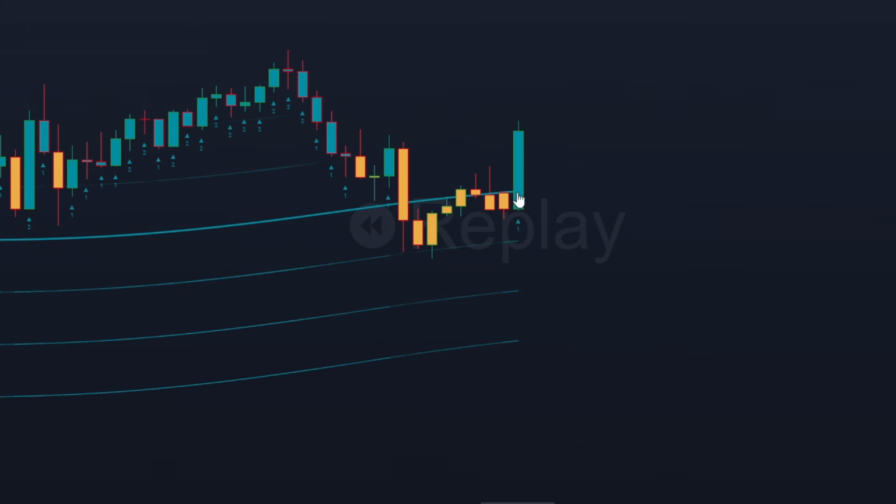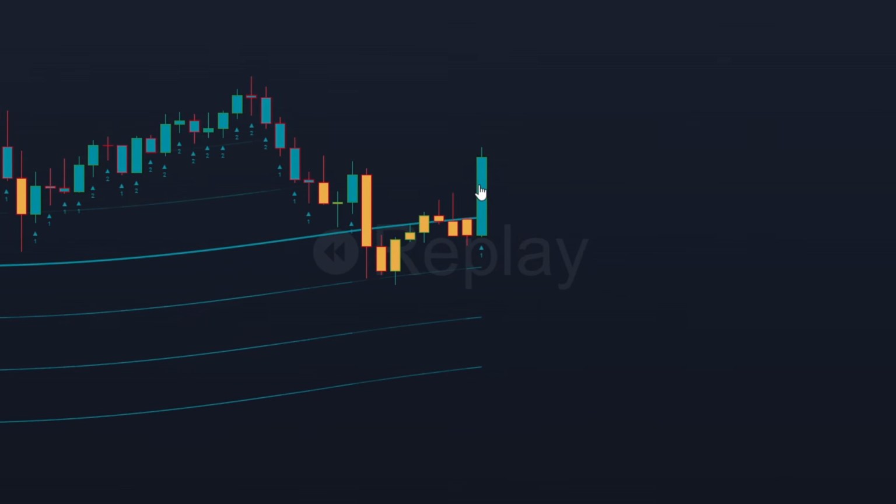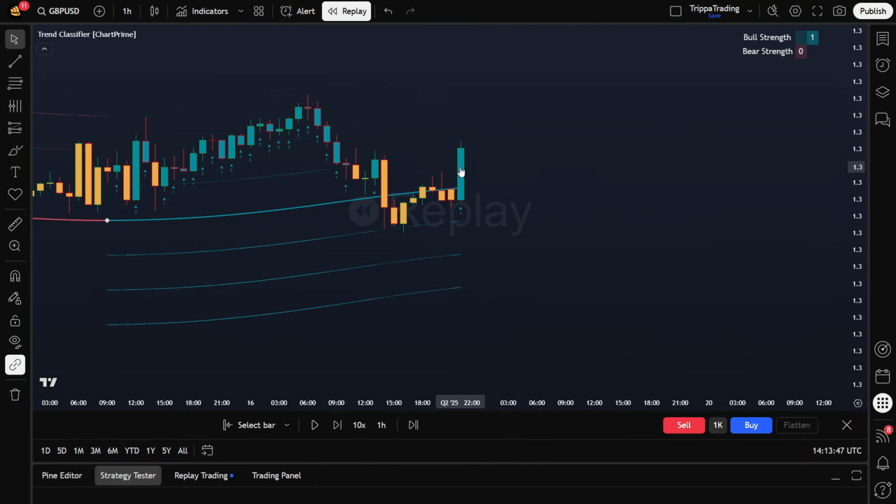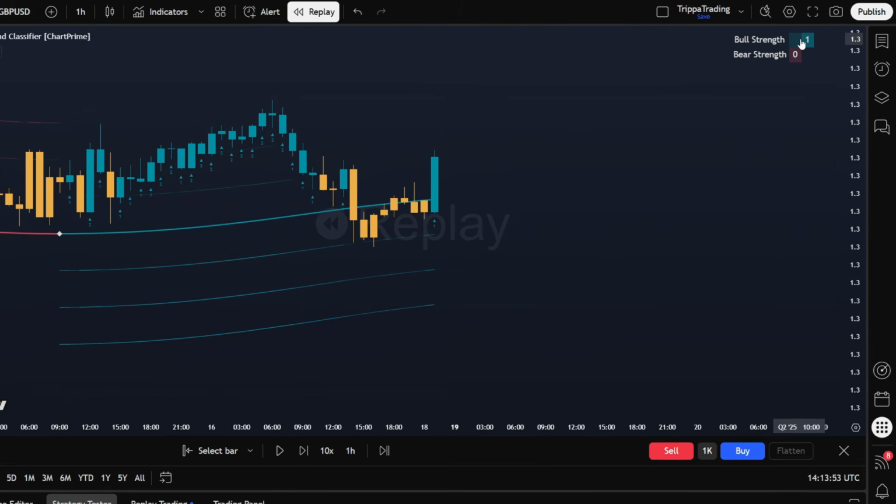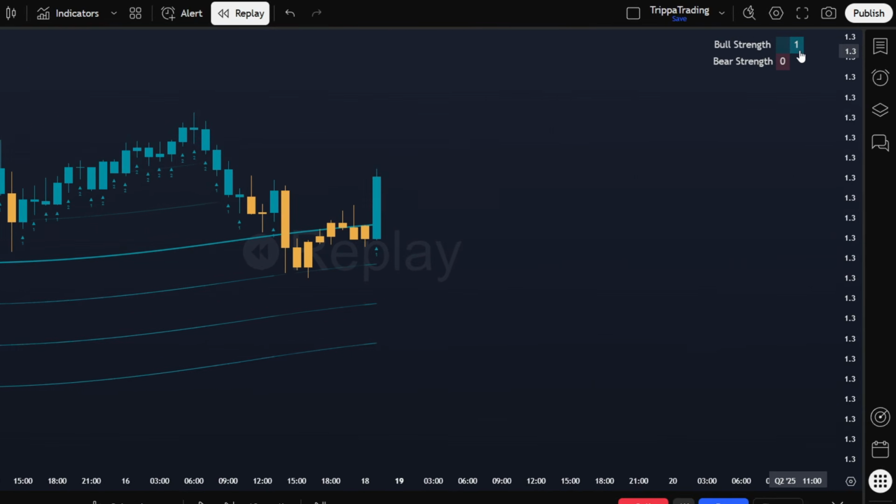Now we wait for the trigger candle. You want a green candle that closes back above the center trend line. This is our early entry signal that the pullback might be over. But before you enter the trade, there's one last check. You need to look at the dashboard and confirm that bull strength is at least 1. If it's 0, it means there's no momentum backing the trend. But if it's 1 or higher, it confirms bullish energy is returning.